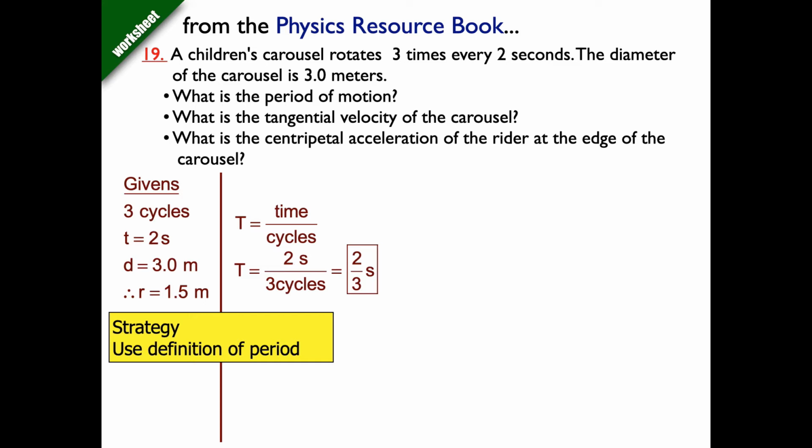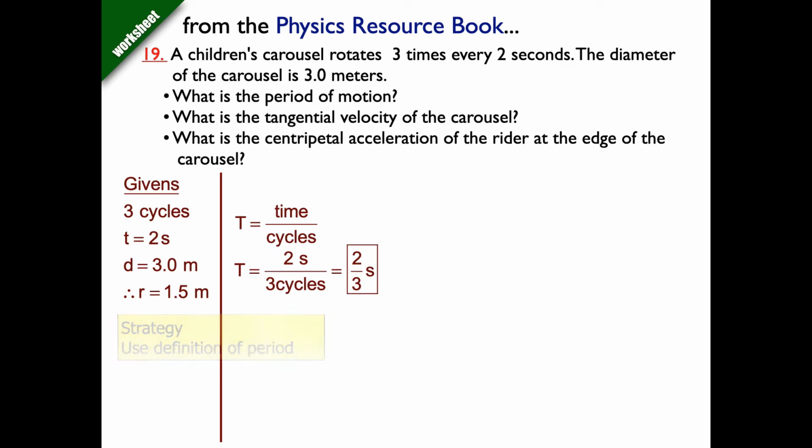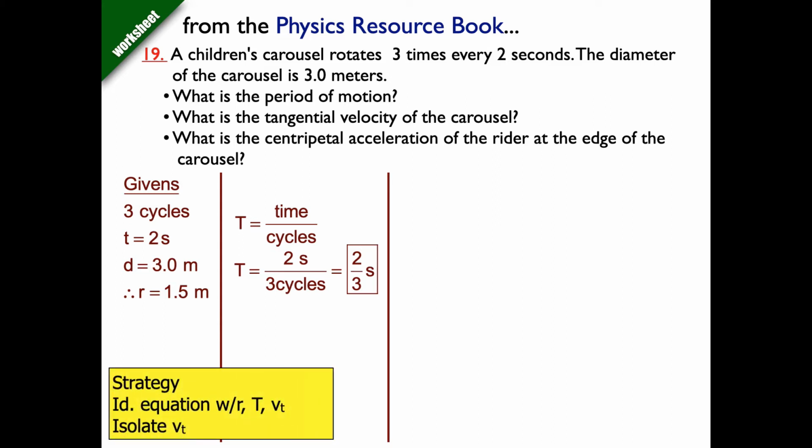So at this point, in order to answer any questions, I'm going to consider the period of motion to be one of my givens, because I don't have enough in the given side to figure it otherwise for circular motion. So 2/3 of a second is the period, and r is 1.5 meters, and I'm going to consider those my givens. So let's go on to the next question. What is the tangential velocity of the carousel? So my strategy is going to be kind of simple. I'm going to identify the equation with the radius, the period, and the tangential velocity, and then I'm just going to isolate VT and solve.